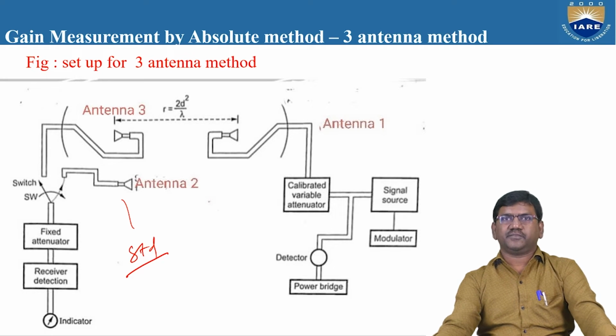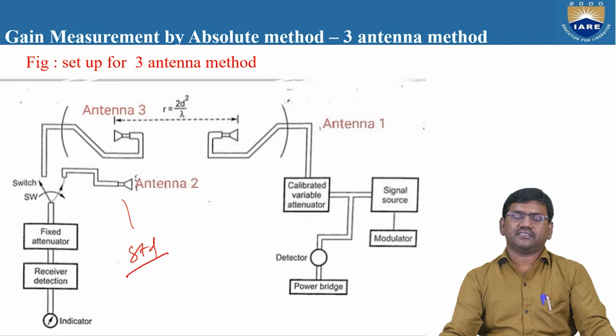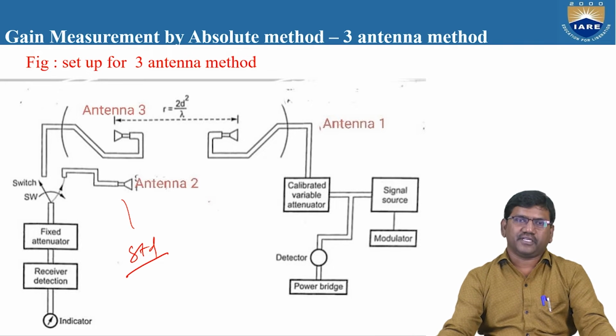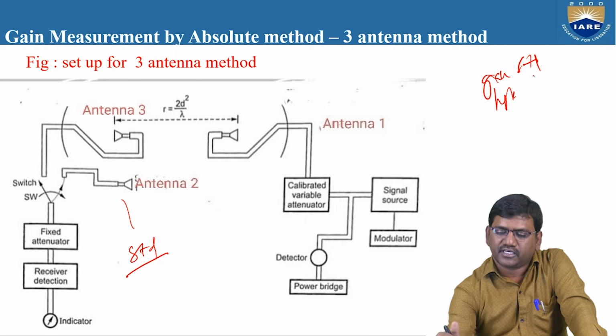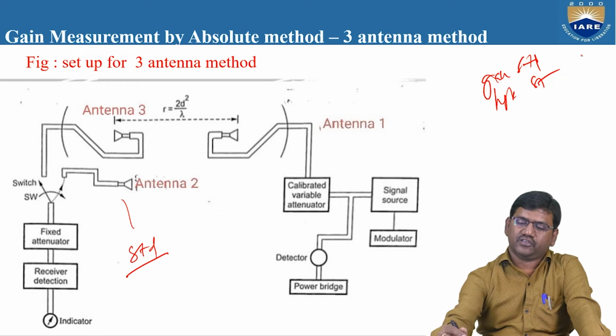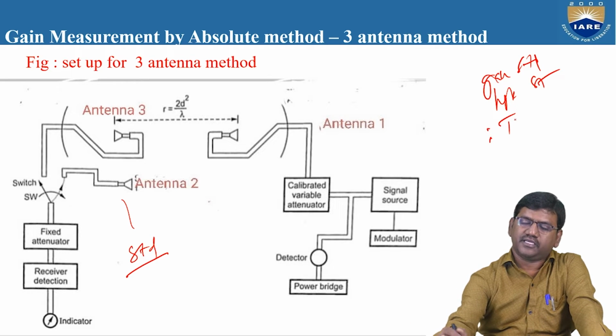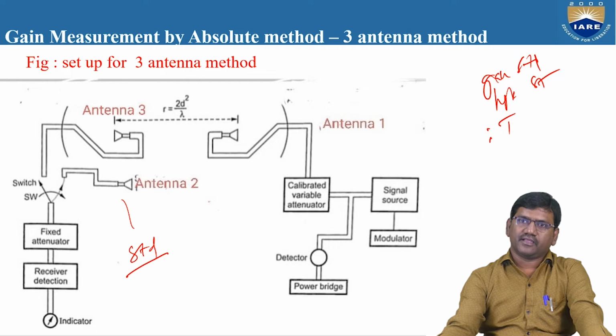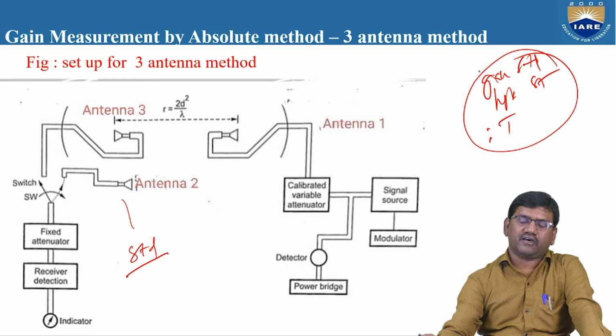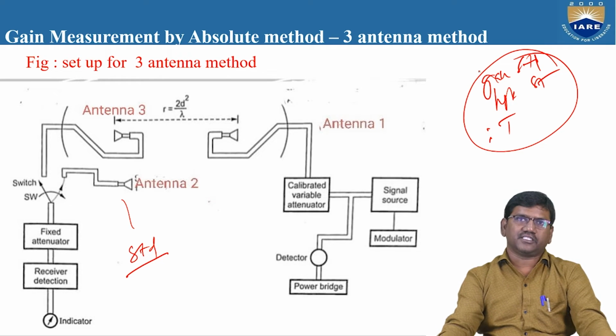What is the difference between an antenna and a standard gain antenna? A standard gain antenna is one whose parameters are already known. That means we know the gain of the standard gain antenna, its half power beamwidth, and its input power. All the parameters we have defined are predefined for a standard gain antenna.